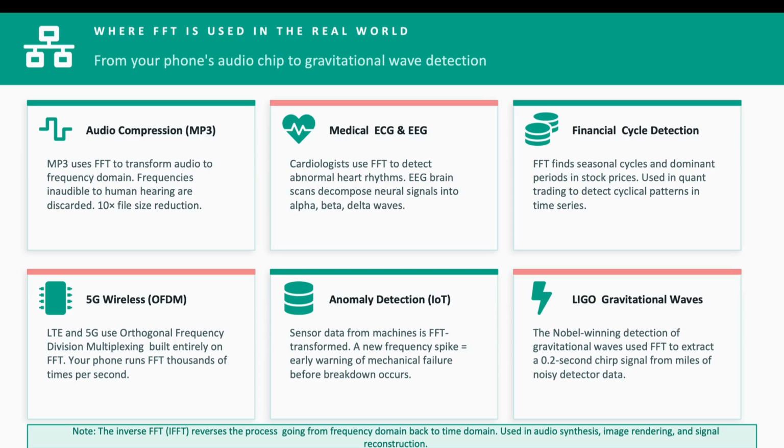The Nobel Prize winning detection of gravitational waves in 2015 used FFT to extract a 0.2 second sharp signal from miles of detector data contaminated with seismic noise, thermal fluctuation, and electromagnetic interference. FFT found the signal that confirmed Einstein's prediction made 100 years earlier.